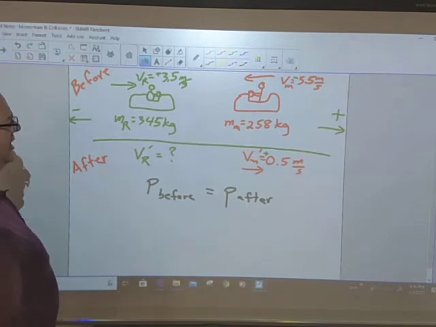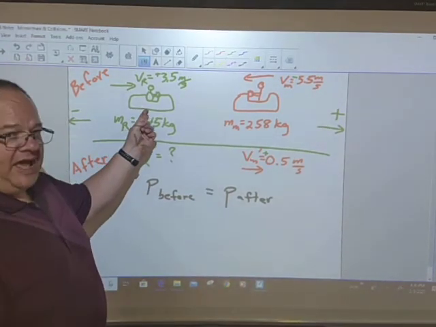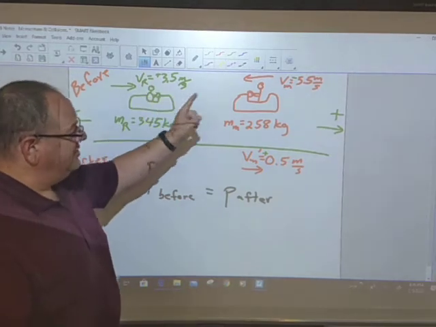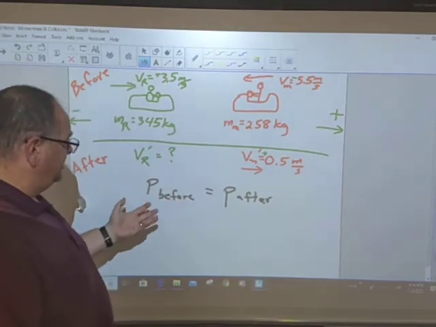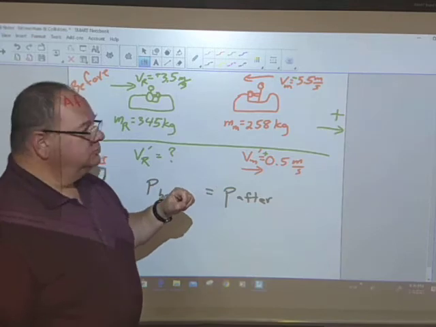Okay, so let's look at before the collision. What's moving? Well, that car is moving. It's got a mass and a velocity. And that car is moving. It's got a mass and a velocity. So I have to get the total momentum before, I have to add up the momentum of both of them.